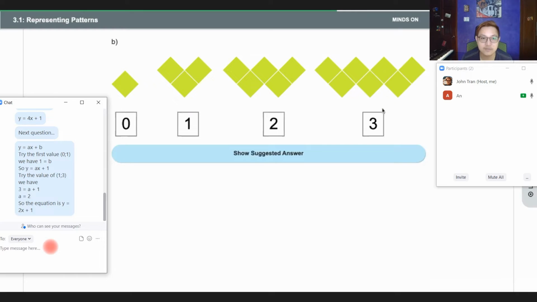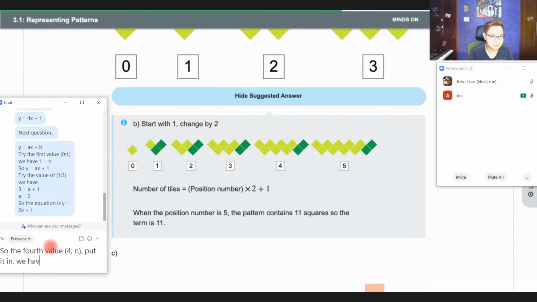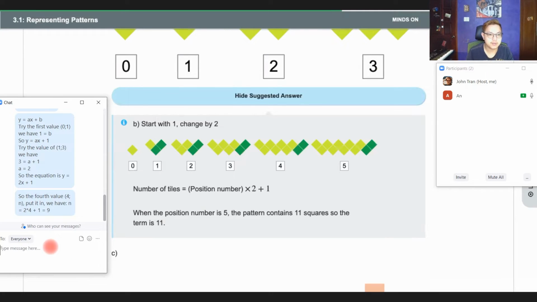Did they ask for a fourth value or something? Yeah, they also ask for the fourth value as well. So the fourth is 4 times 2, you get 8, and then you add 1, you get 9. So the fourth one is 9. So its fourth value is 9, and the fifth value is 11.